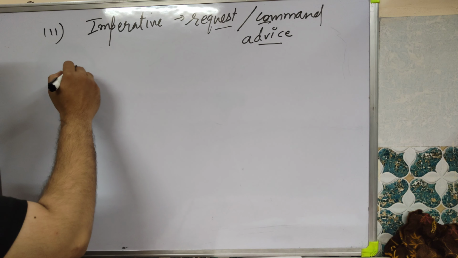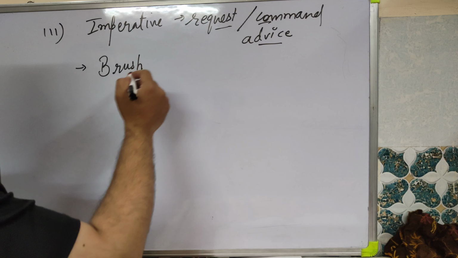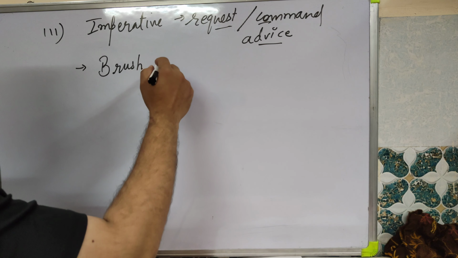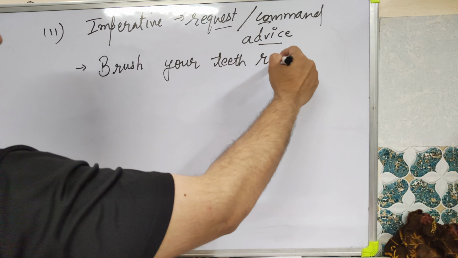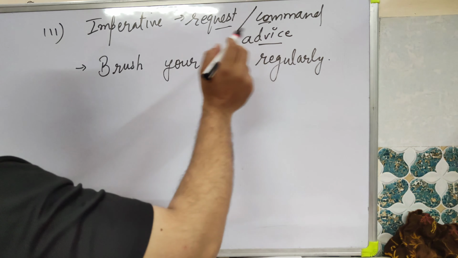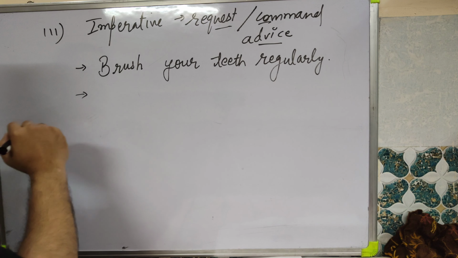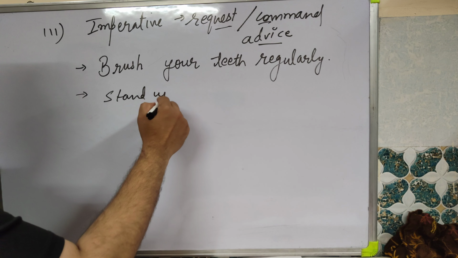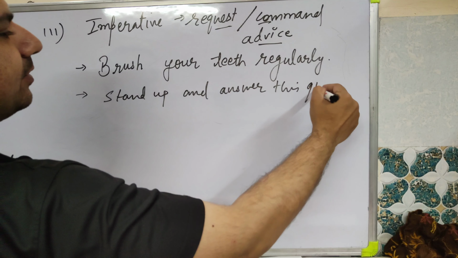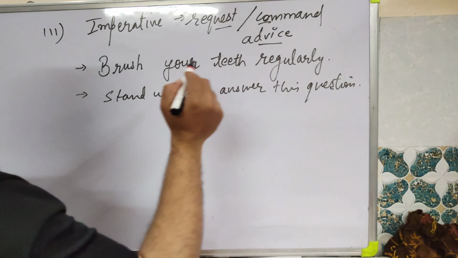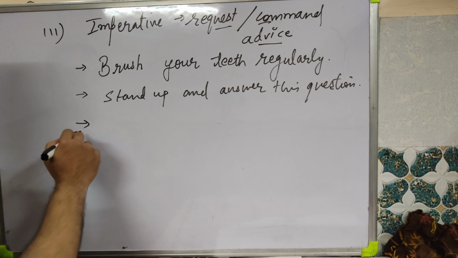Now imperative sentences, let me just give you one example over here. We always hear this thing from our doctors, dentists, and our parents as well. Brush your teeth regularly. Now over here, this is a command, brush your teeth regularly. Apart from that, stand up and answer this question. Now this can be heard from a teacher. This one is a command again, a request also you can say.